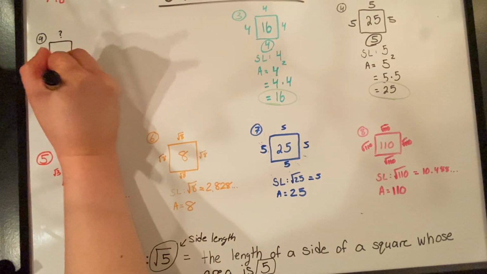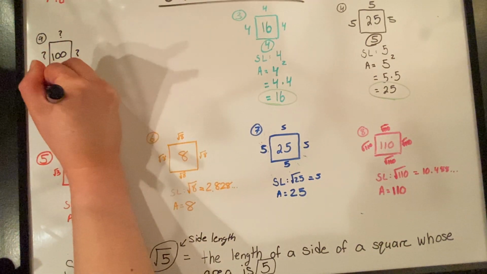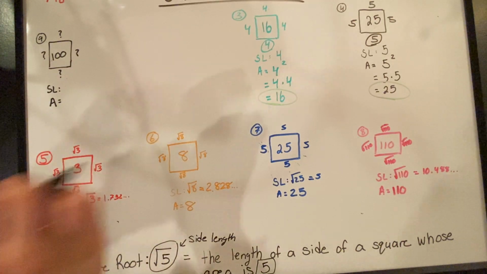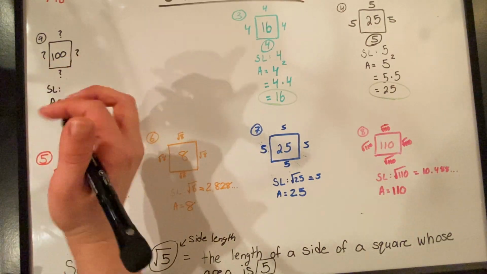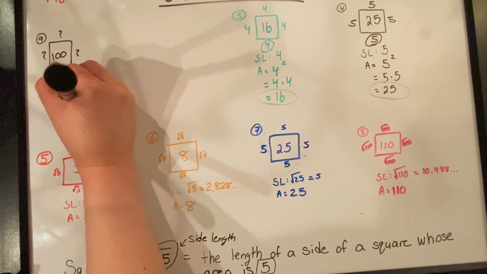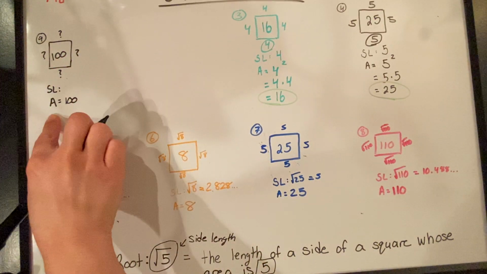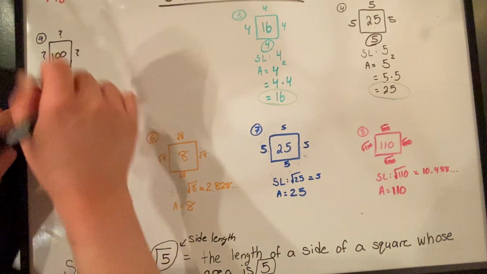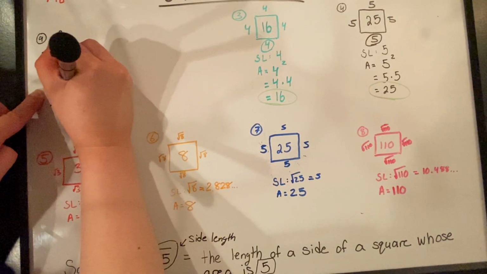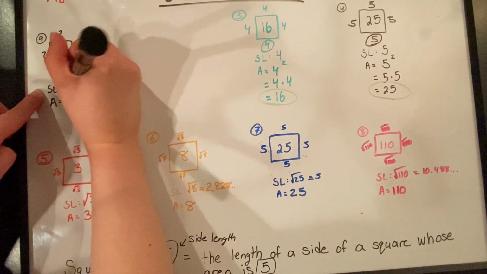So side length, and then area equals. So we don't know the area. We don't know the side length right now because it's just a question mark, but we do know the area. The area is 100. So for area, you're going to write 100. And then for the side length, remember, if an area is 100, the side length is going to be the square root of the area. So that'll be square root of 100.